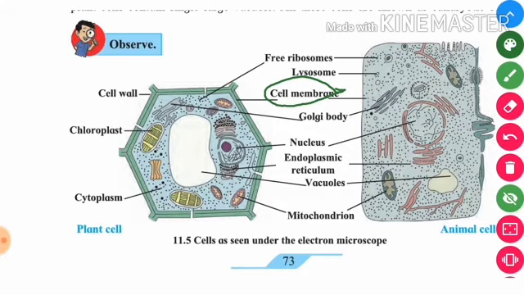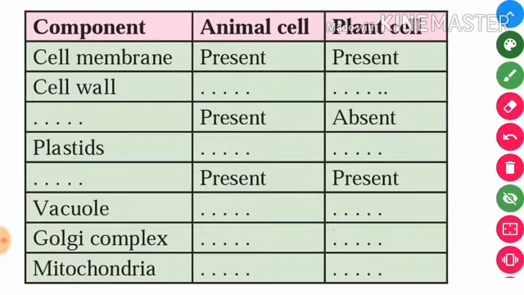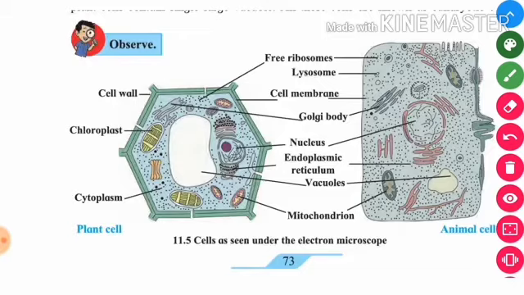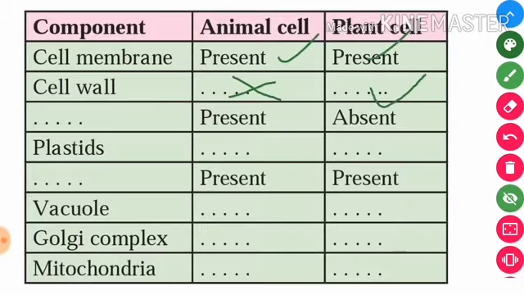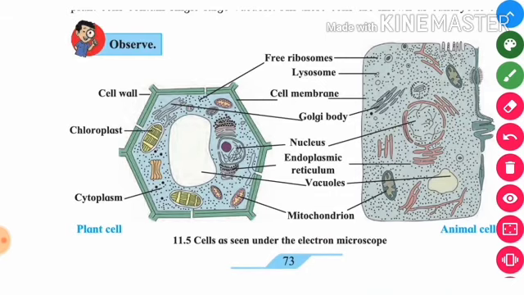The cell membrane is in both cells, plant cell and animal cell. So here I have written present and present for both cells. But cell wall is present just in the plant cell, but not present in the animal cell. Then present and absent: which is present in animal cell and not present in plant cell, that is lysosomes. Lysosomes are present in the animal cell and absent in the plant cell.